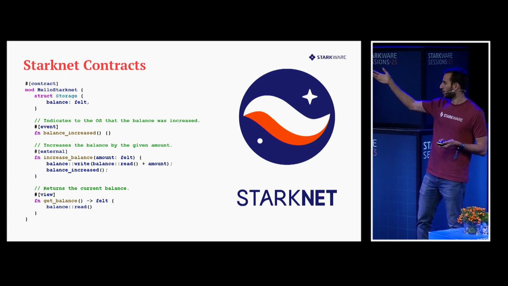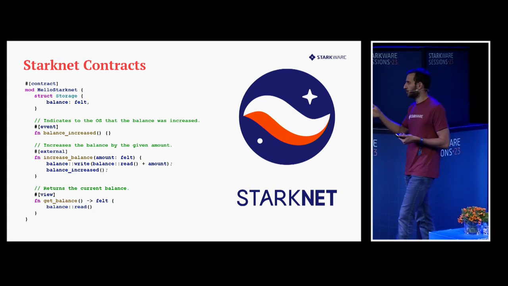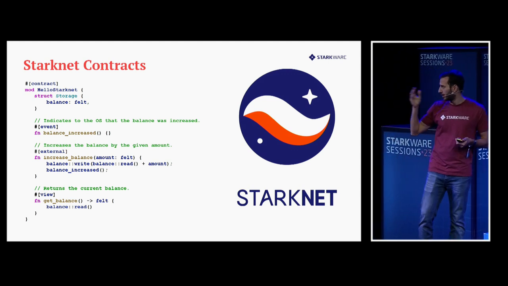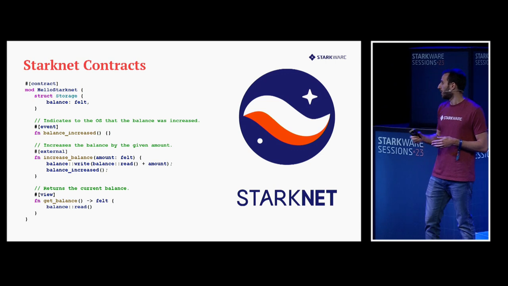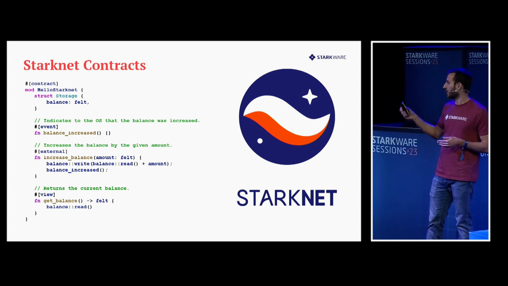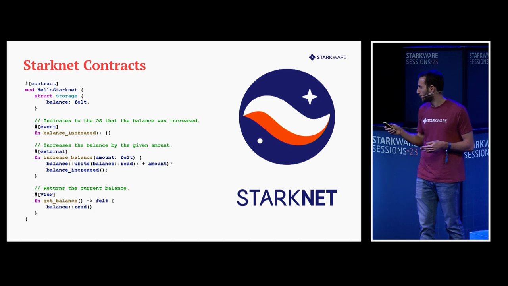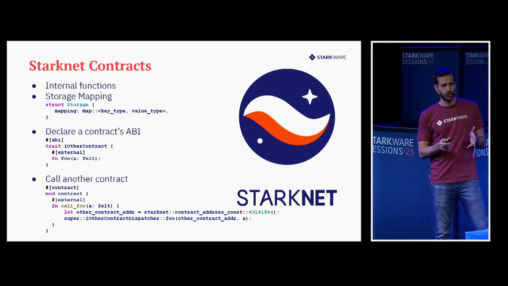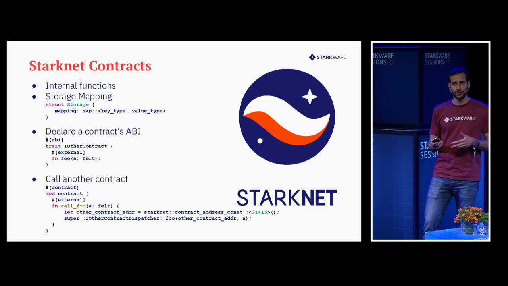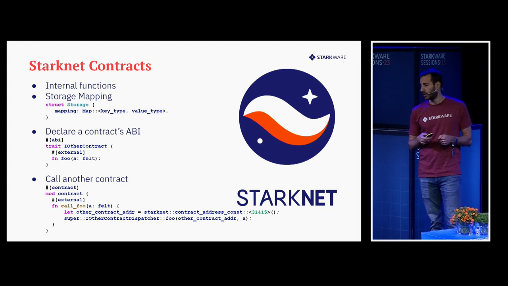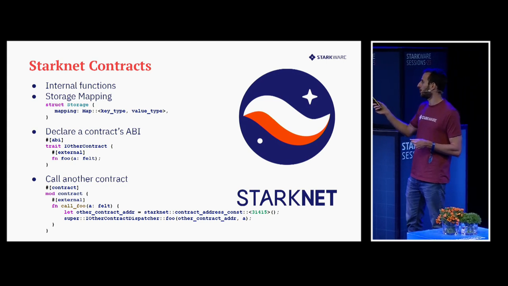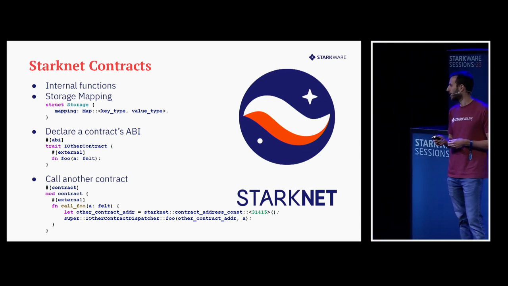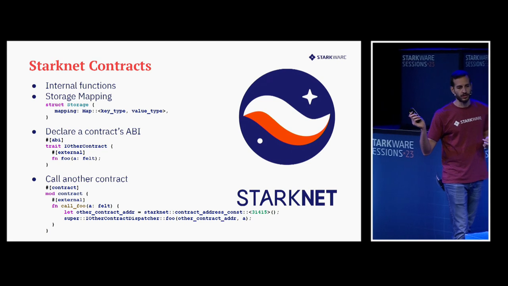So in the contract, with these attributes, you can specify the storage that you have with some values or variables in it. And you can define functions like events, external, and view functions. You can also use internal functions, which are the same functions, but if you don't specify them as events, external, or view functions, they can be used inside your code. You also have mappings in storage that you can use. You can declare a contract API, and you can call another contract similar to what we have here.